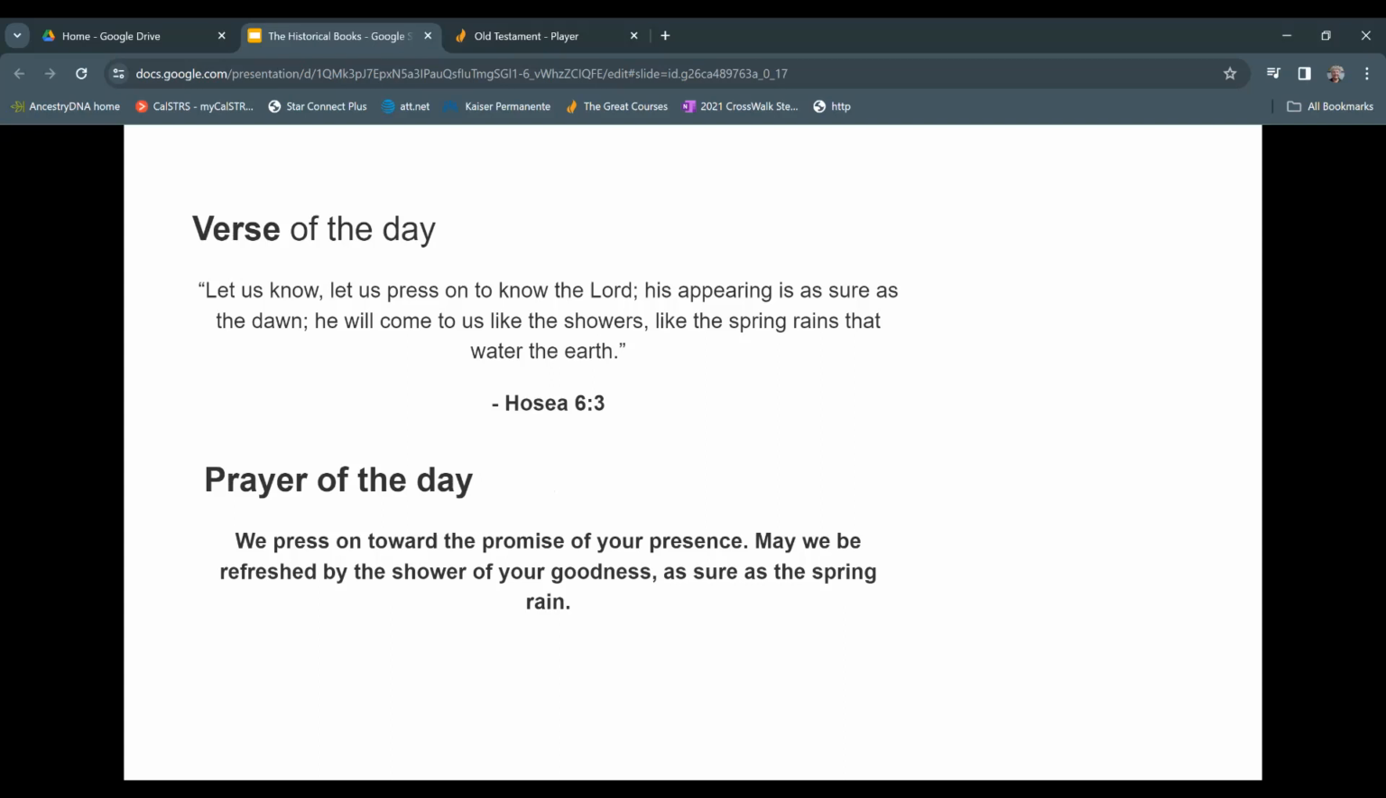And a closing prayer. We press on toward the promise of your presence. May we be refreshed by the shower of your goodness, as sure as the spring rain.